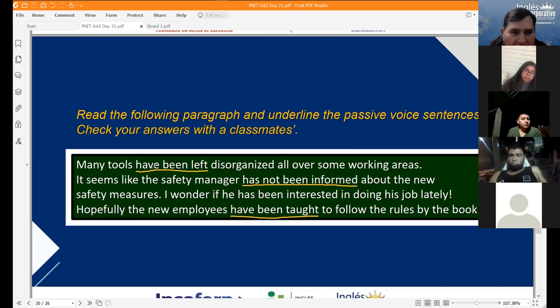All right, my friend. Let's see. Have been left. Han sido dejados. Han sido abandonados. Okay. Has not been informed. No ha sido informado. Have been taught. Han sido instruidos o enseñados. Have been taught to follow the rules. Han sido instruidos a seguir las reglas al pie de la letra. By the book. Right? Have been taught. Has not been informed. Have been left. This is tomorrow's topic.